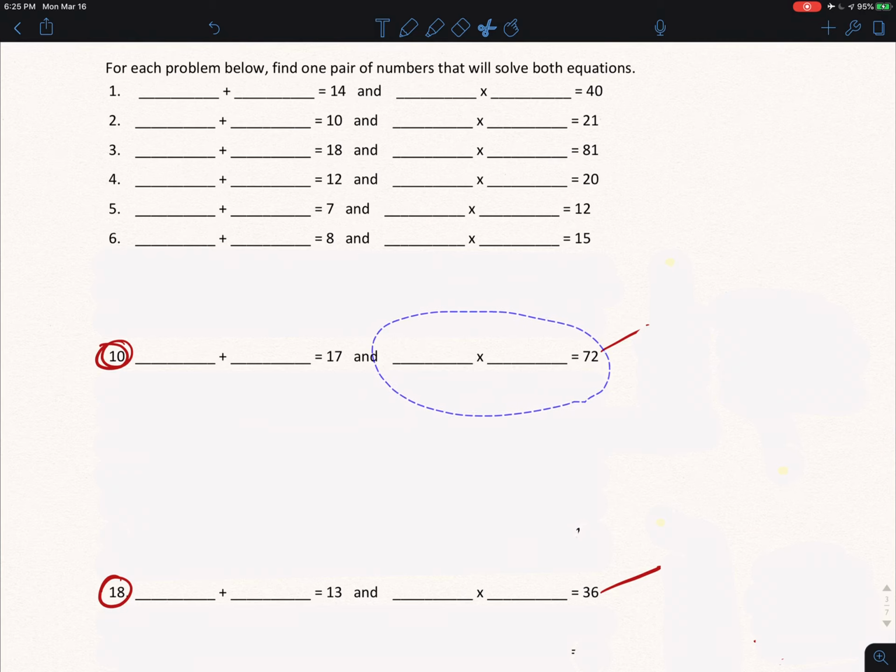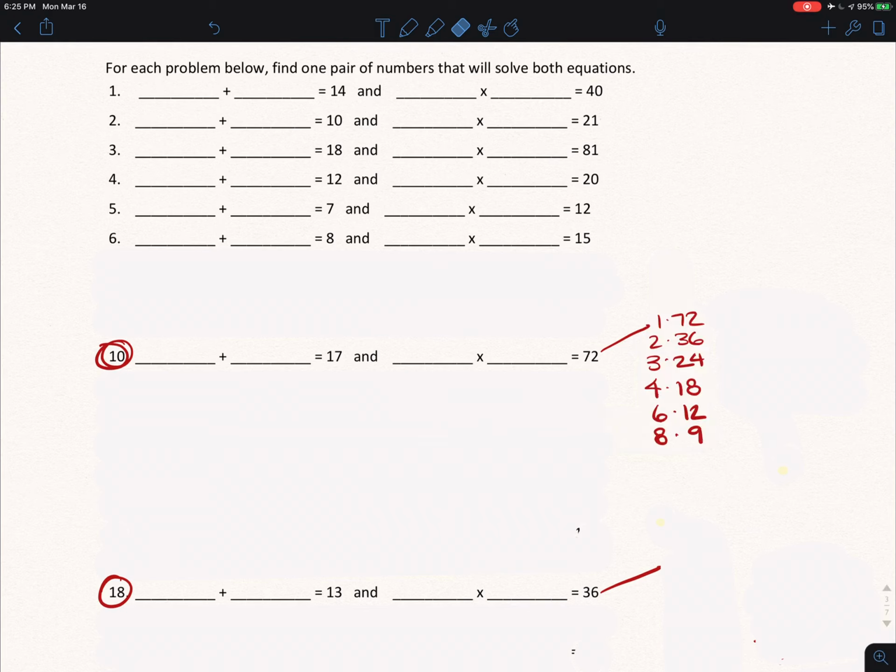So what I want you to do is pause the video and think about all of the pairs of numbers that will multiply to give you the number 72. So go ahead and pause the video right this moment and make a list. Okay, now that you're back, hopefully you've got a list of factors.